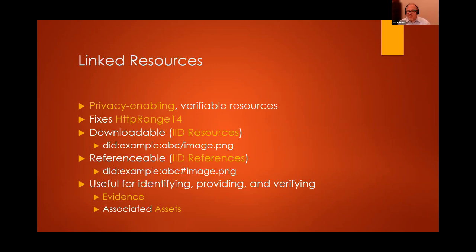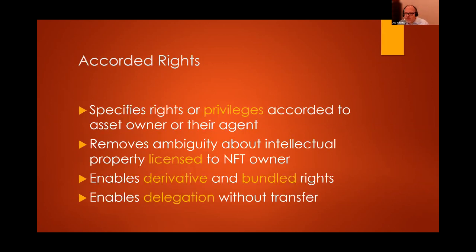And so that's a form of evidence that can be linked to from the NFT. We can also link to associated assets. Earlier, I mentioned the image that you might have with a CryptoKitty or similar art or collectible NFT. Those sorts of associated assets can be linked in this property of linked resources. The other major property that we created is called accorded rights. And that specifies the rights or privileges that are accorded to the asset owner or their agent.